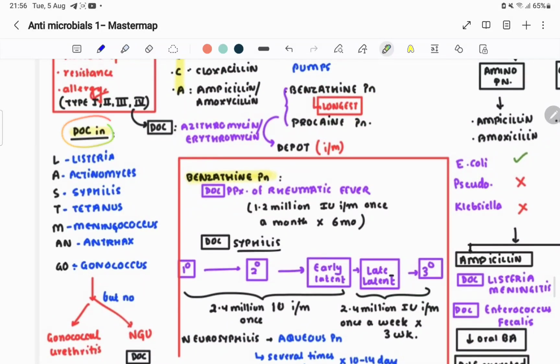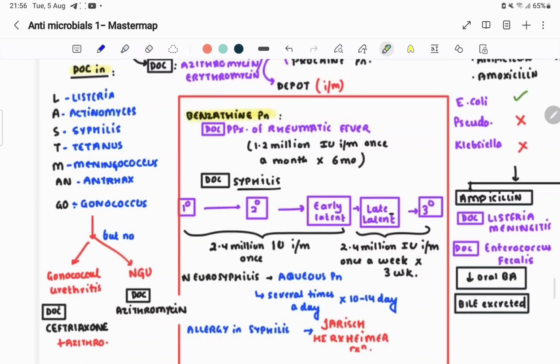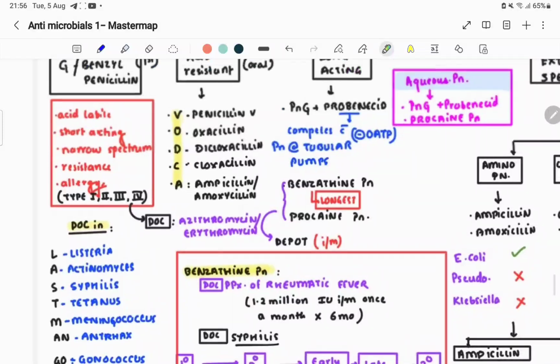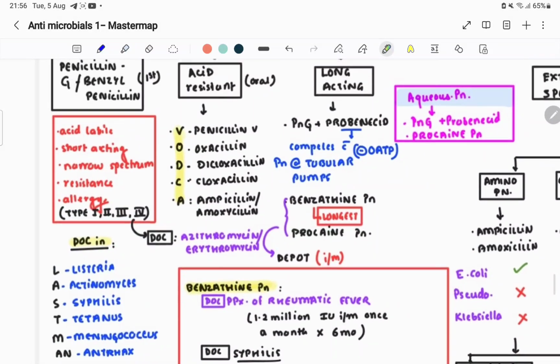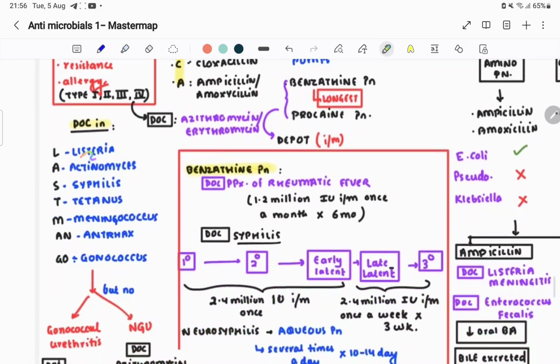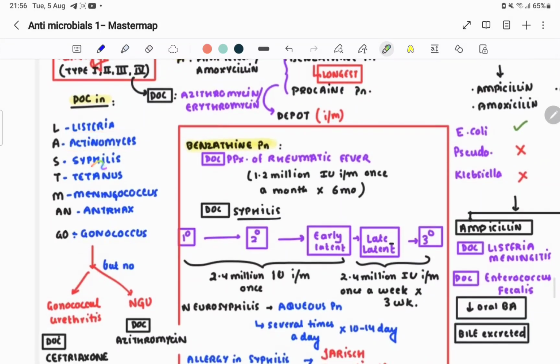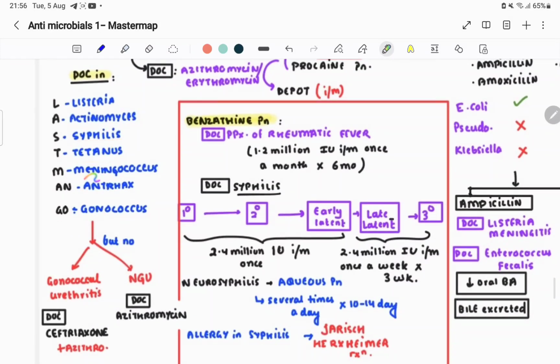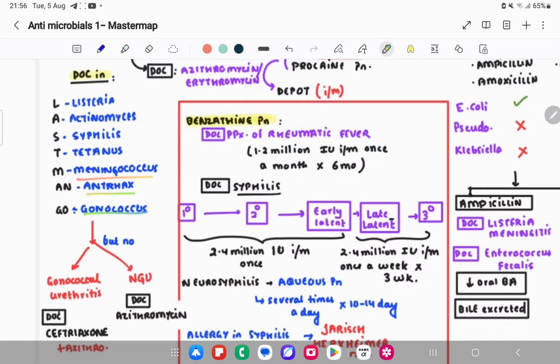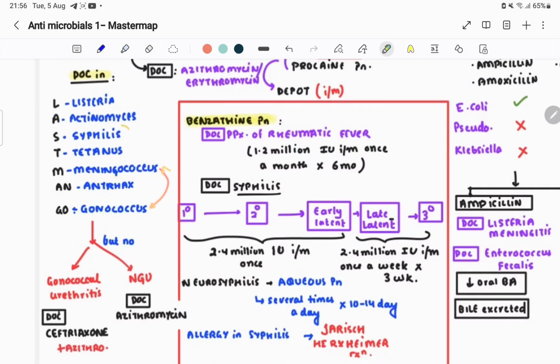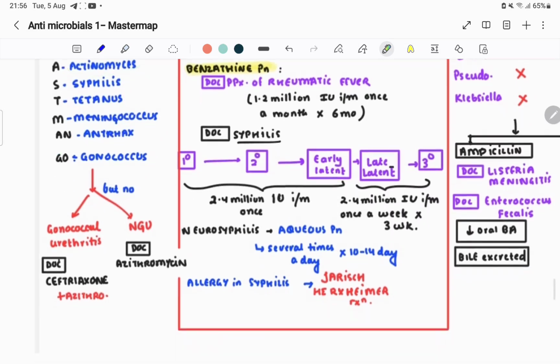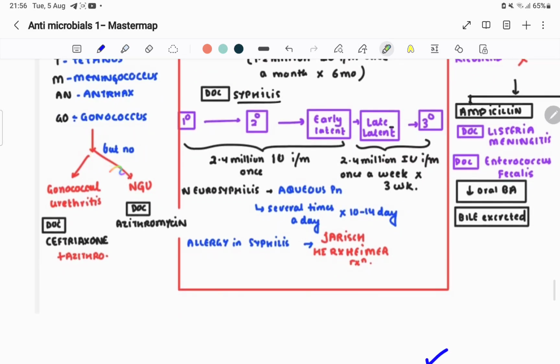This penicillin G is the drug of choice, and you can remember it as LAST MANGO. Okay. The diseases in which penicillin G is the drug of choice: Listeria, Actinomyces, Syphilis, Tetanus, Meningococcus, Anthrax, Gonococcus. So 2 cocci are there. Syphilis, tetanus, anthrax, okay, and listeria and actinomyces. Gonococcus drug of choice is penicillin G.